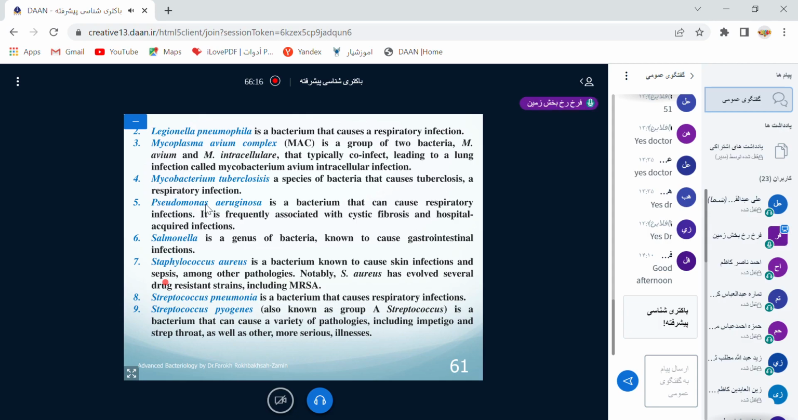And sepsis is a dangerous situation. If there is no good consideration by the physician and good antibiotics and good therapy, the patient can die after sepsis. Sepsis is a very dangerous situation for patients. So Staphylococcus aureus can produce sepsis also.